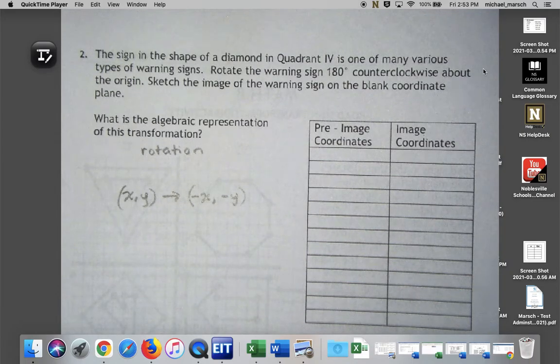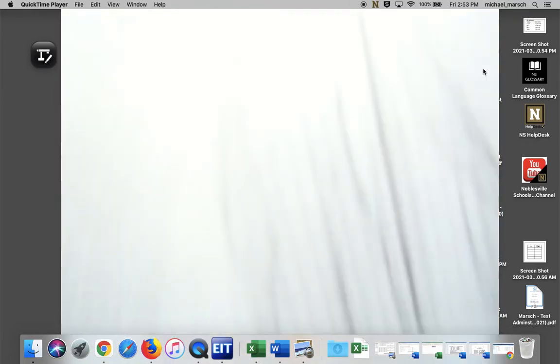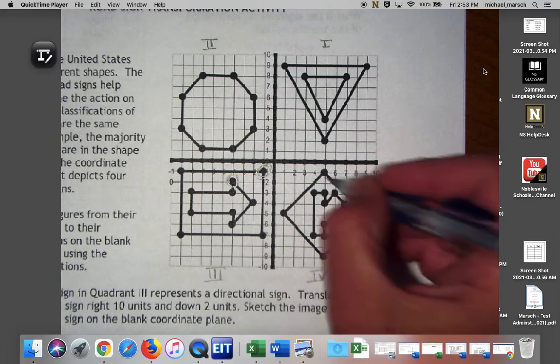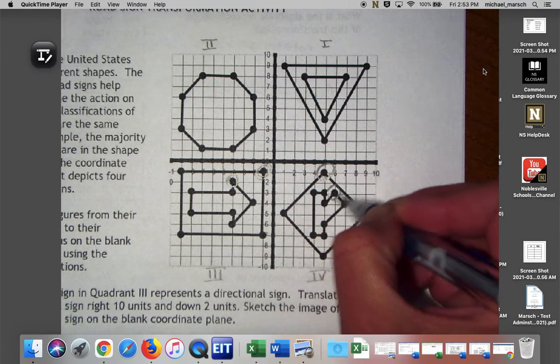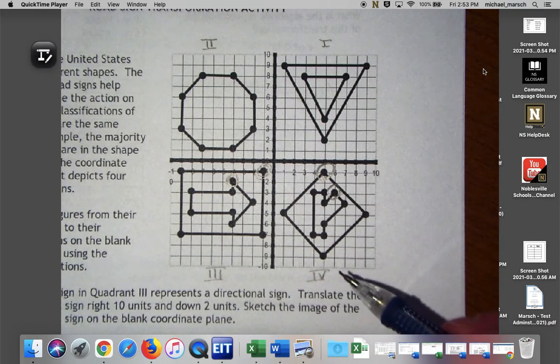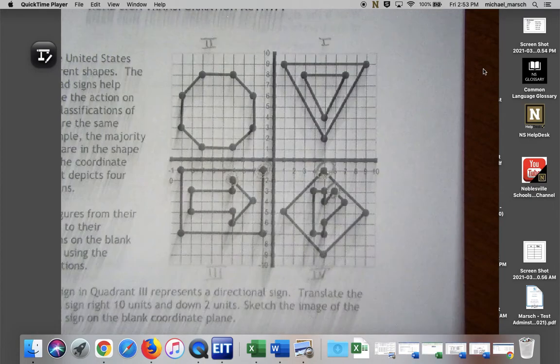Isn't it going to be in quadrant 2? It is going to be in quadrant 2, because we're going 180 degrees counterclockwise. We're just going to take the opposite numbers. So let's take a look really quick at the ordered pairs. I'm going to start here and work clockwise around, and then start here and work clockwise around to get my ordered pairs. This is the warning sign.